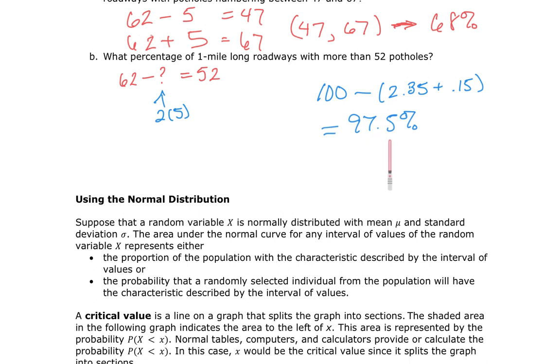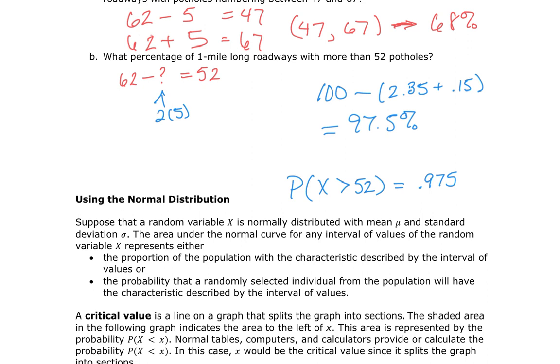So 97.5%, that's the proportion, 97.5% of the roadways will have more than 52 potholes. But it's also telling me that it's the probability as well. Well, that's because we can take percents and go to the decimal equivalent. So if I wanted to know the probability of my random variable x having more than 52 potholes, that is going to be 0.975.